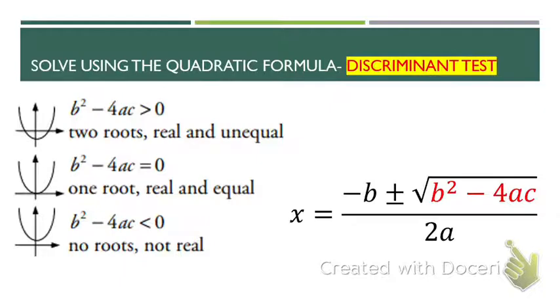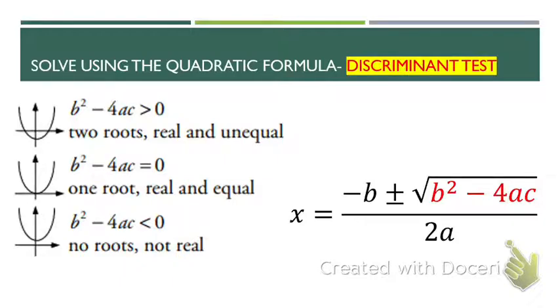What this is saying is, in your homework, there's some questions where it just asks you to do a discriminant test. So in order to do a discriminant test, that means you're only doing b squared minus 4ac. So if you have b squared minus 4ac, and that number is greater than 0, then that means you have two solutions, two different solutions. If you do b squared minus 4ac and you get 0, then you only have one solution, one real solution. But if it's negative, you have no real solutions.